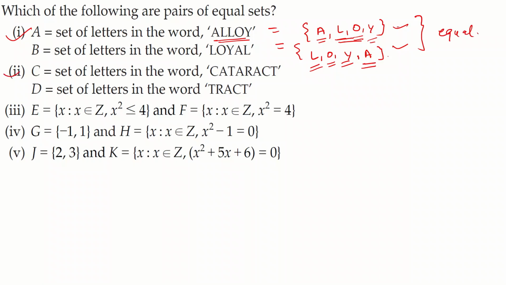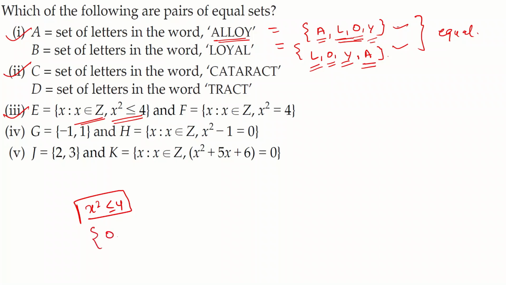Now question number 2, I leave it to you as an exercise. Question number 3 we'll do. So E is the set of all those x's where x belongs to integers and x square is less than or equal to 4. So think about this inequality: x square is less than or equal to 4. So x square less than or equal to 4 means tell me all those numbers which on square give you either 4 or something less than 4.